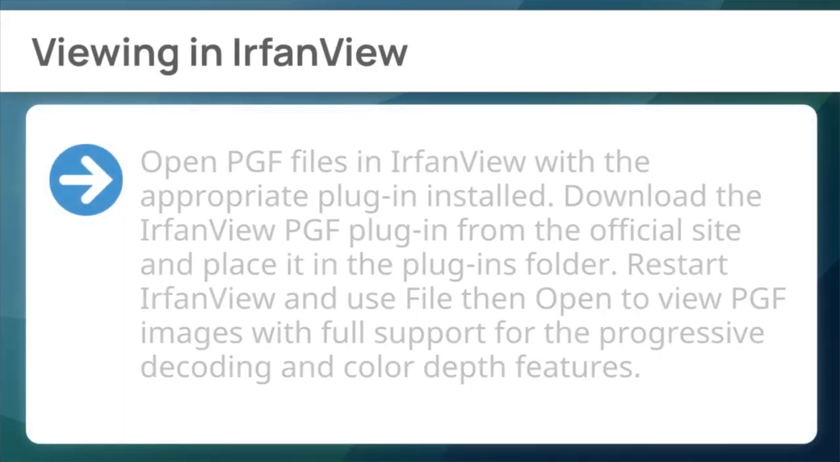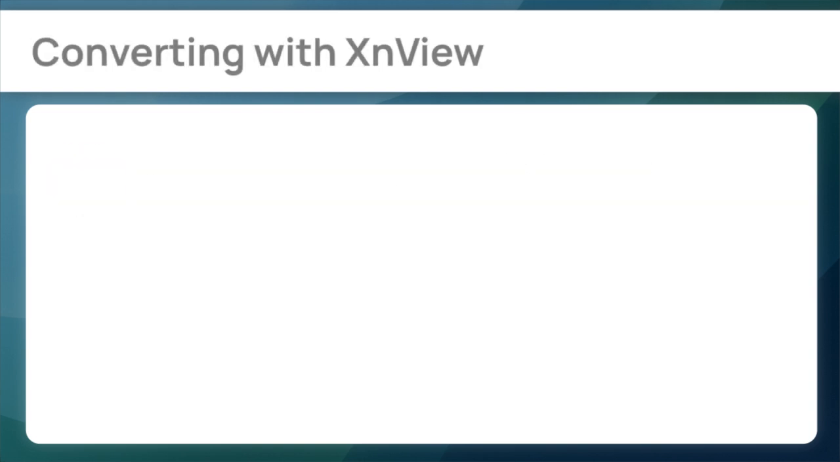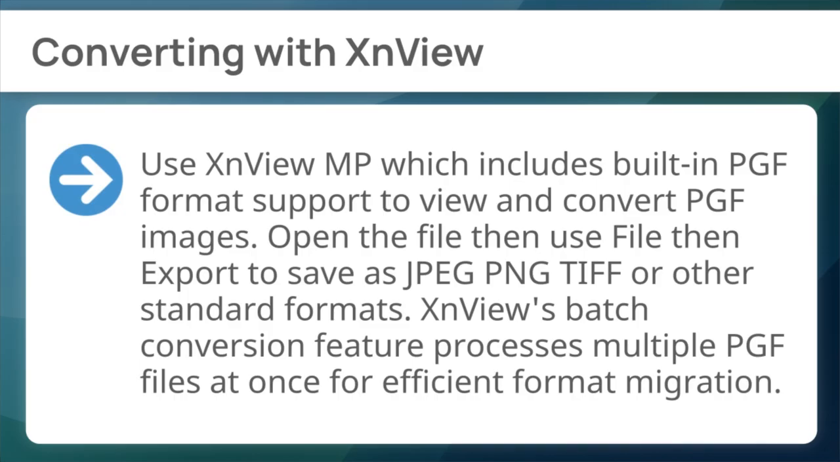First, viewing in XnView. Open PGF files in XnView with the appropriate plugin installed. Download the XnView PGF plugin from the official site and place it in the plugins folder. Restart XnView and use File then Open to view PGF images with full support for the progressive decoding and color depth features.